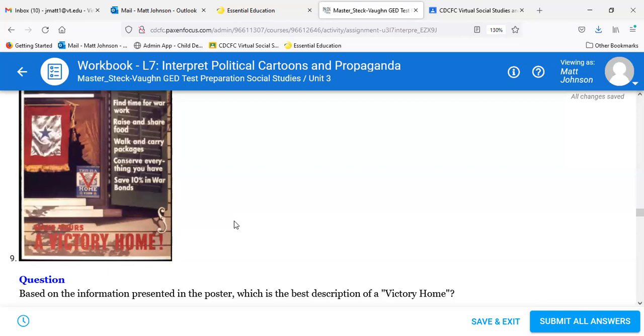Find time for war work. How can you volunteer for the war effort? Raise and share food. There could be shortages. There was something called the Victory Garden that you're supposed to grow, right? That was going to help win the war by you growing your own vegetables to help the agricultural industry supply our soldiers. Walk and carry packages. Don't get in your car to take that down to the post office.